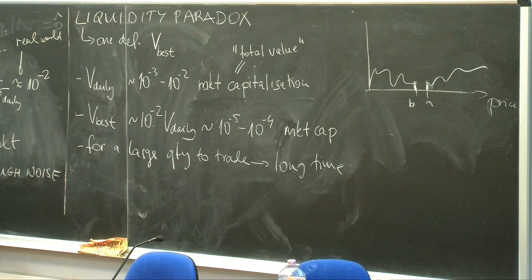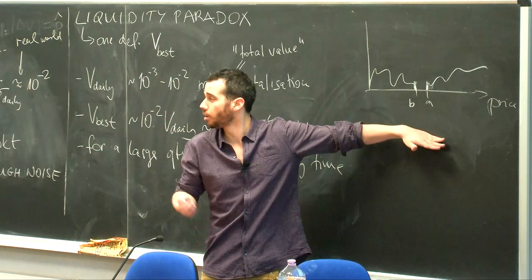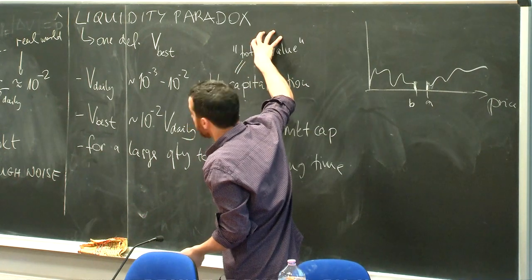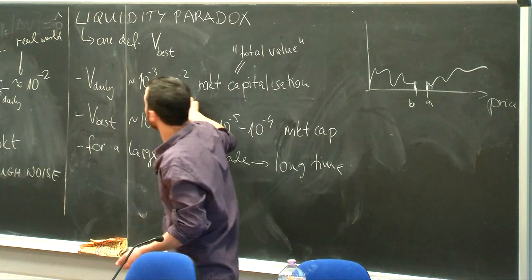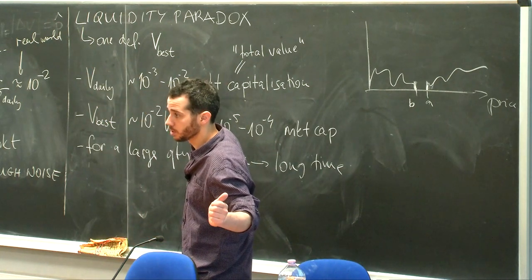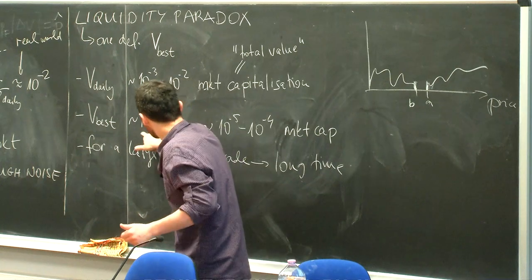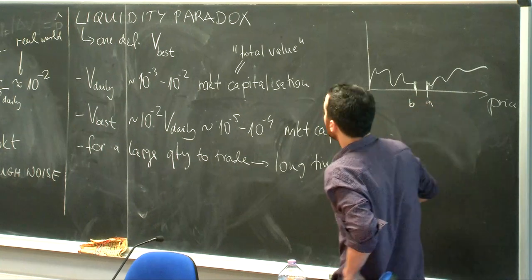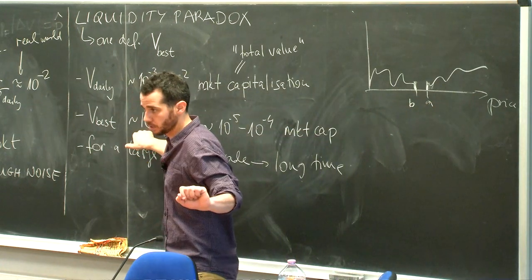Is it okay? Yeah. When you talk about the volume, it refers to only one kind of company or tool? Yeah, so we are talking about one given company which has this order book now. And I just say that compared to the total value of this company, the daily traded volume is 0.1 to 1% of this number. Okay? And actually at any given moment what you see available in the order book is another two orders of magnitude lower.